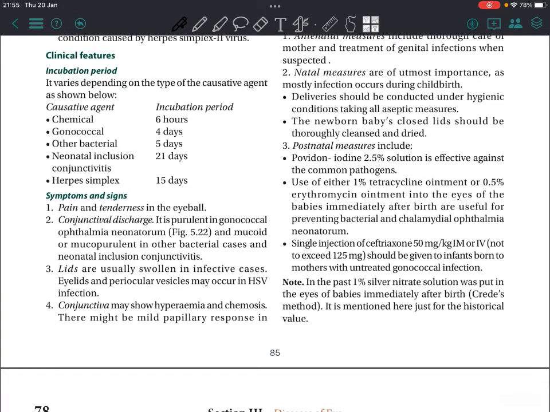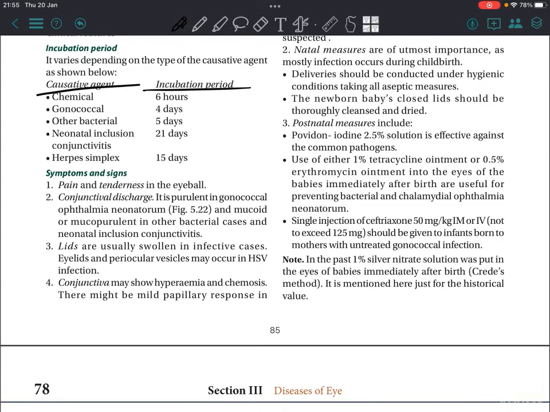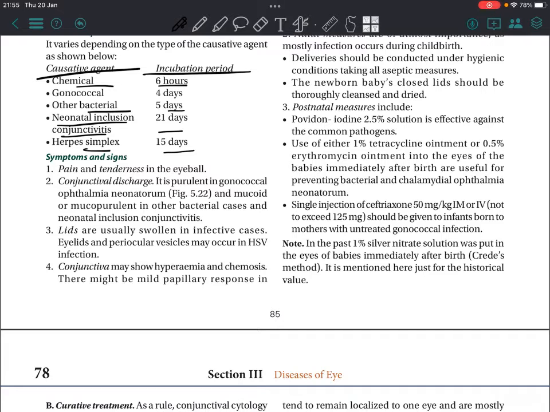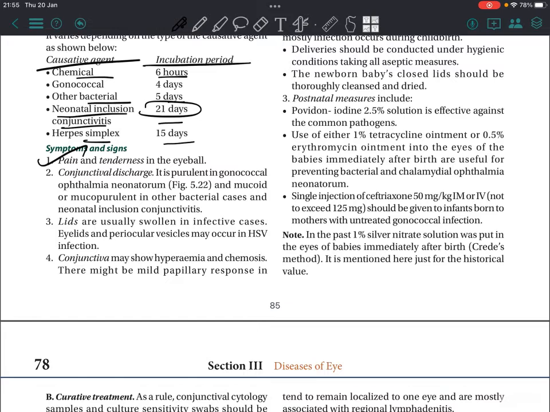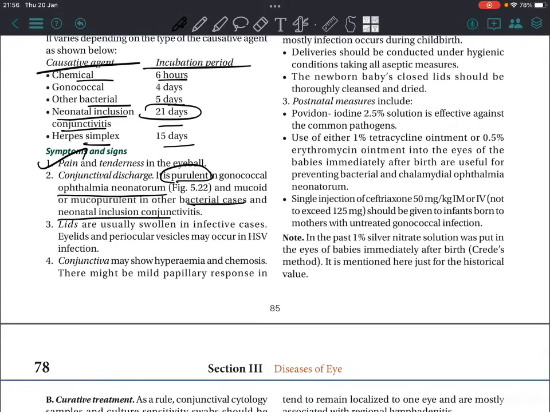Clinical features: it varies with the causative agent. Incubation period varies depending on the causative agent. Chemical occurs in 6 hours. Neonatal inclusion conjunctivitis occurs in 21 days. Symptoms: pain and tenderness in eyeball, conjunctival discharge. It's a purulent discharge in gonococcal ophthalmia neonatorum, or mucoid and mucopurulent in other bacterial cases and neonatal inclusion conjunctivitis.